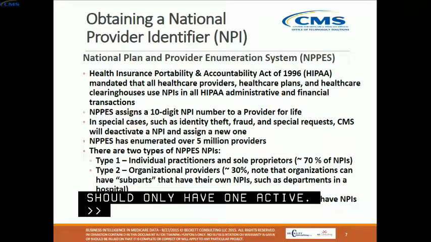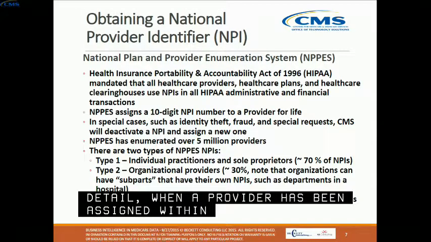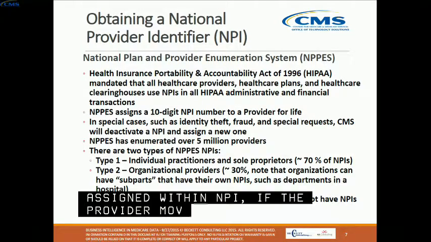when a provider has been assigned an NPI, is it associated to the provider's demographics, or if a provider moves from individual practice to an organizational practice, will the provider still retain the NPI that was assigned to him?